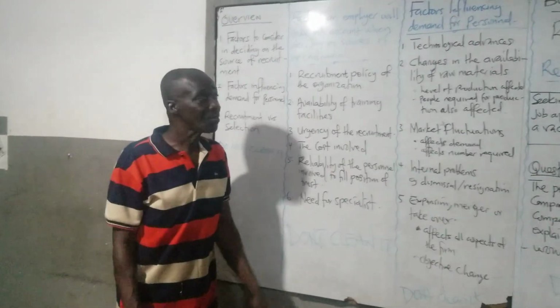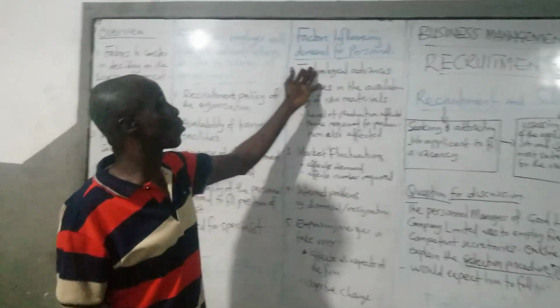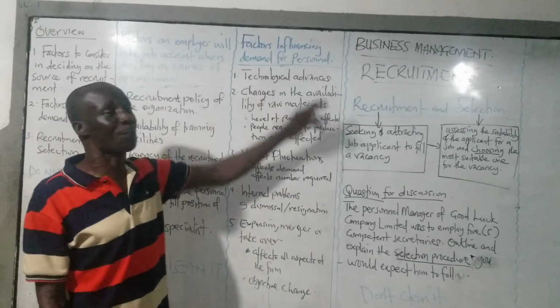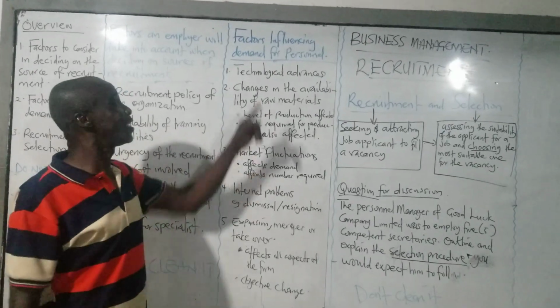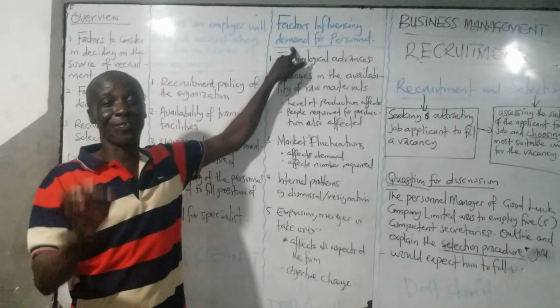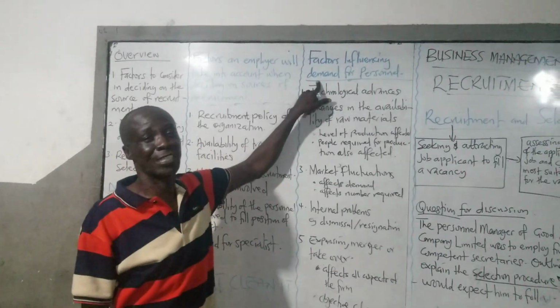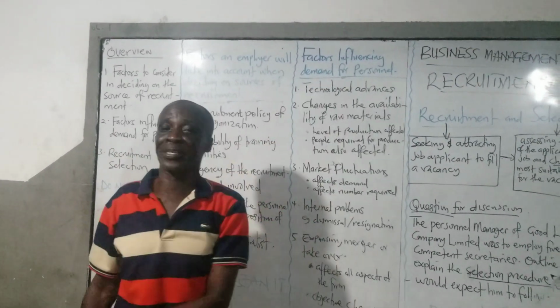The next thing you are going to consider is the factors influencing demand for personnel. When you say demand, remember we have done demand for labor and supply for labor. So you understand what is meant by demand for personnel.